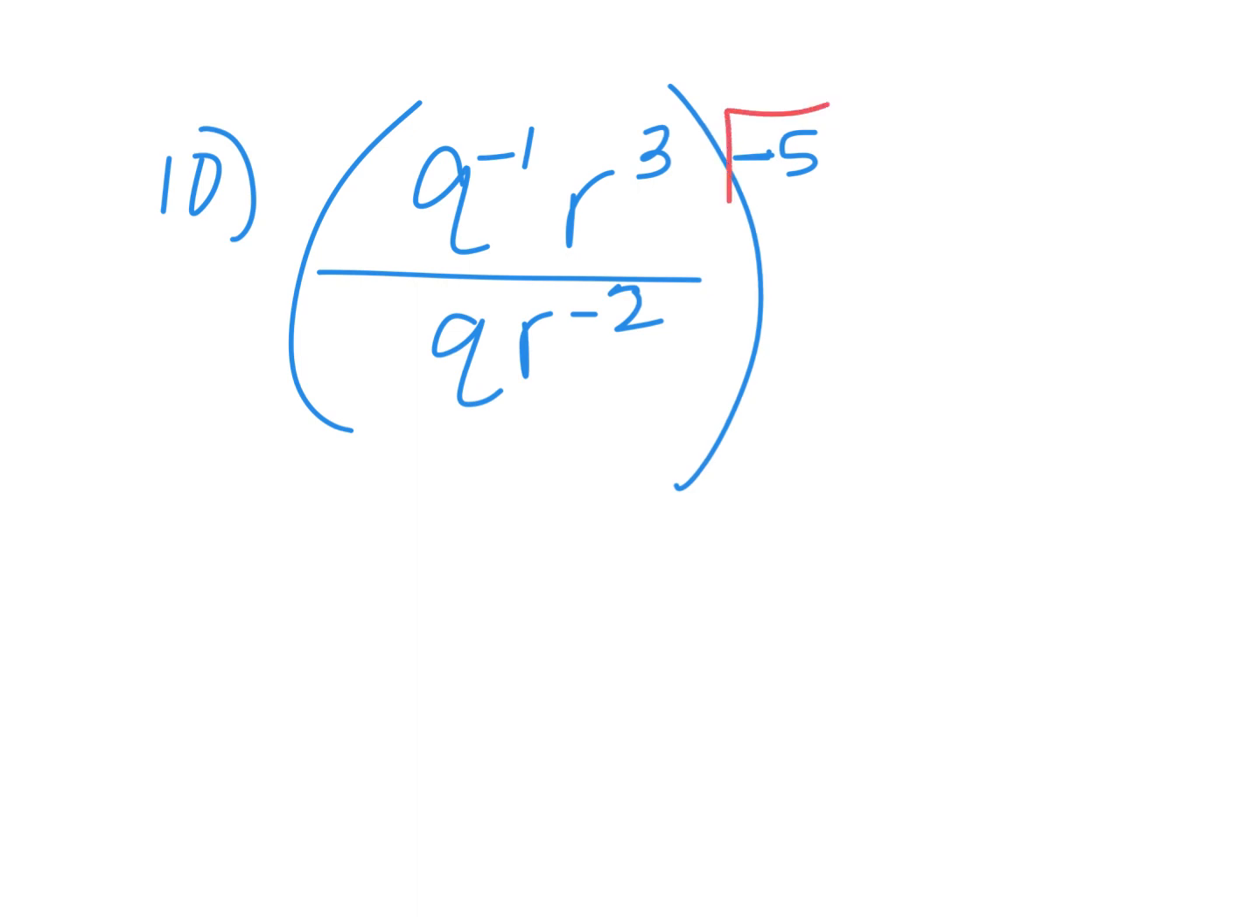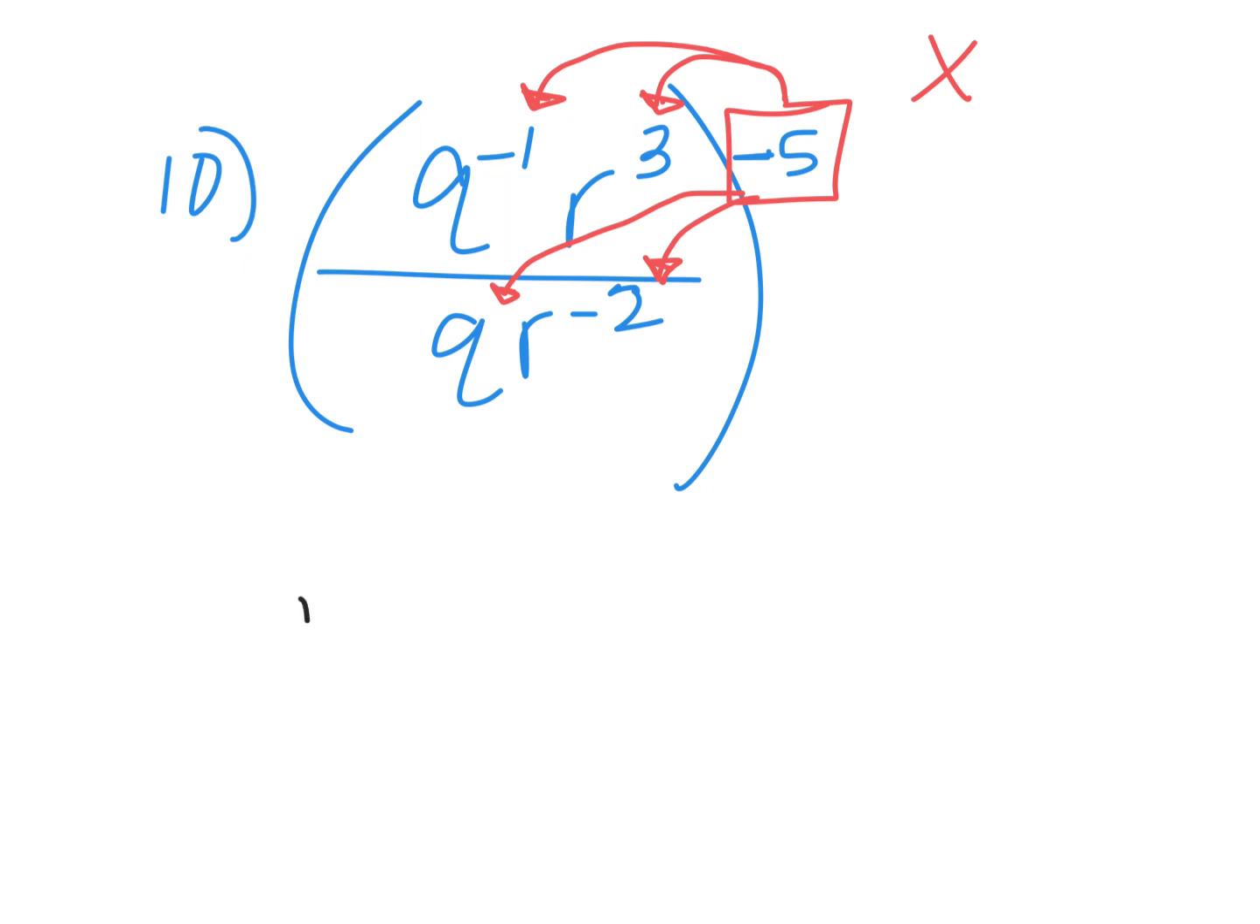So we're going to take our -5, and before we think about flip-flopping the numerators and the denominators, we're first going to distribute this -5 to every single power in the numerator and in the denominator. Remember, when we have a power of a power, we multiply.